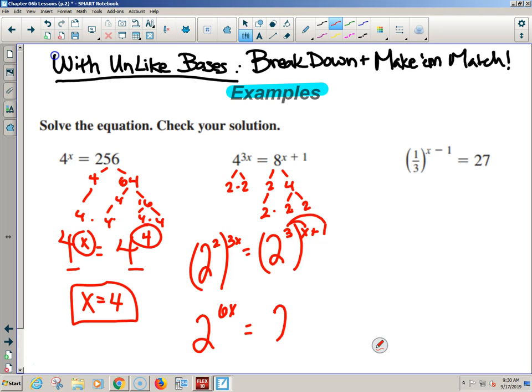Isaiah, what's up, bud? Will there ever be an answer that's a fraction, as far as the base, or just x equals? Just x equals. Yeah, good. We just haven't really seen any yet today, but sometimes if you do 3 divided by 6, it's 1/2. That's all you can do.